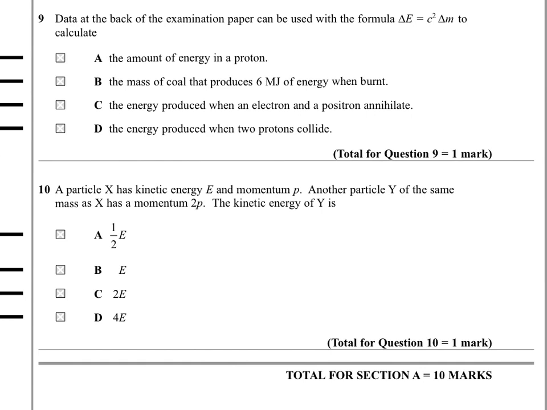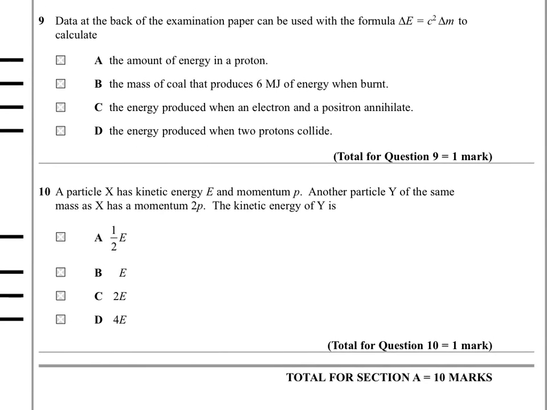Question 9. Data at the back of the examination paper can be used with the formula delta E equals c squared delta m to calculate what? Okay, so the amount of energy in a proton. Well, not quite sure what they're getting at there. The mass of coal that produces 6 megajoules of energy when burnt.